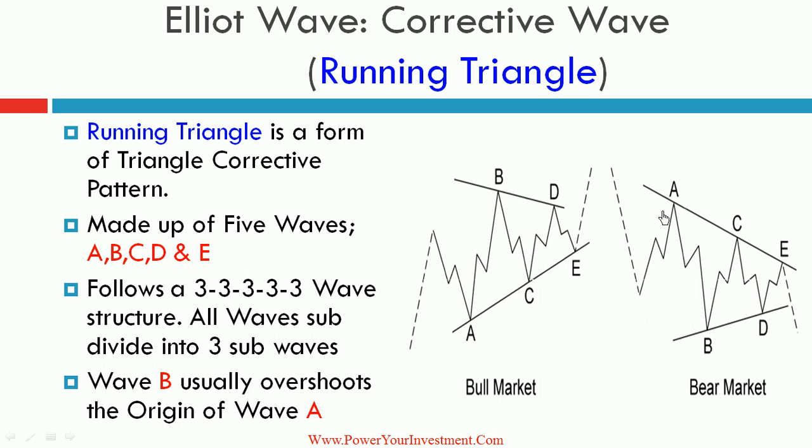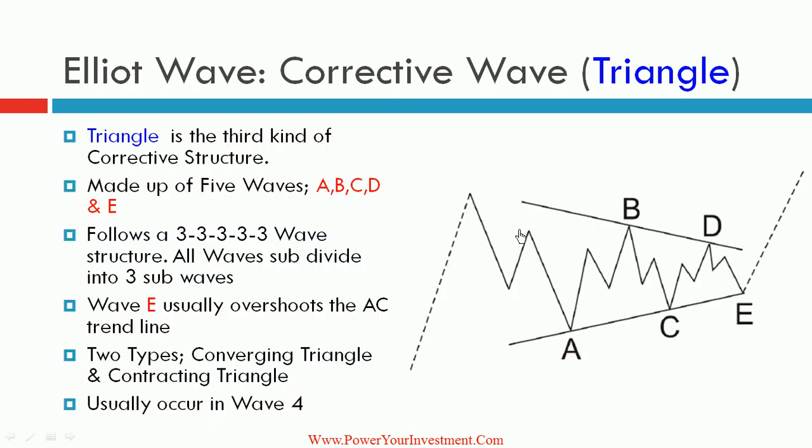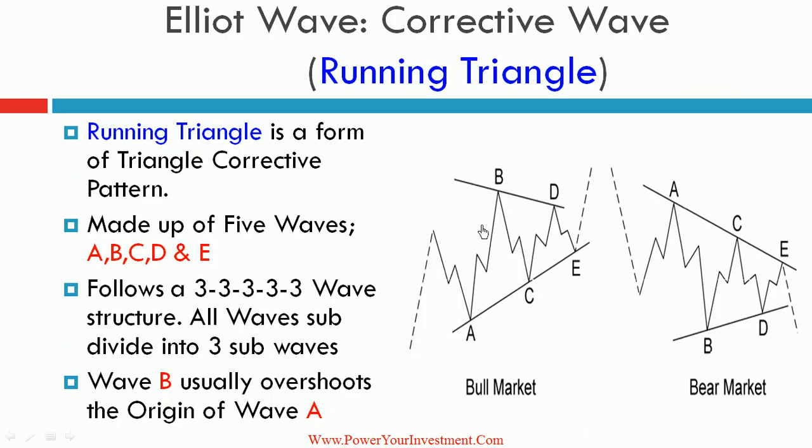Now apart from contracting triangles and expanding triangles, there is one more form of triangle which is called the running triangle. Now running triangle again is made up of 5 waves. It again follows the 3-3-3-3-3 subwave structure. But in a running triangle, what usually happens is that wave B overshoots the origin of wave A. If you go back to previous images, here if you see, wave B never overshot the origin of wave A. But in running triangle, wave B usually overshoots the origin of wave A. That's the only difference.